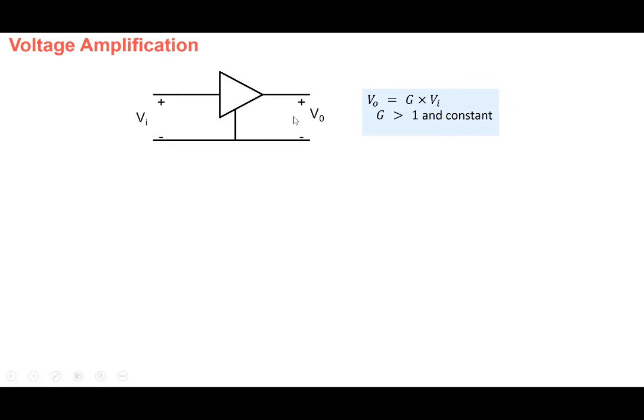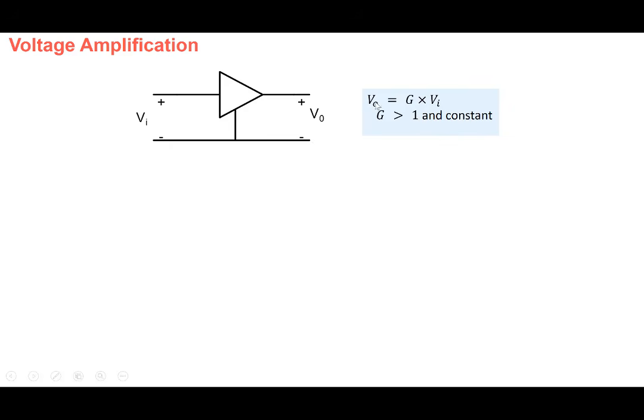And so the shape of the output is the same as the shape of the input, except that the output is a magnified version. So V0 equal to G times Vi. And the important point to note is that G is constant. G does not depend on, let's say, the input voltage, or ideally it does not depend on frequency. And the gain G, the voltage gain, is greater than 1.